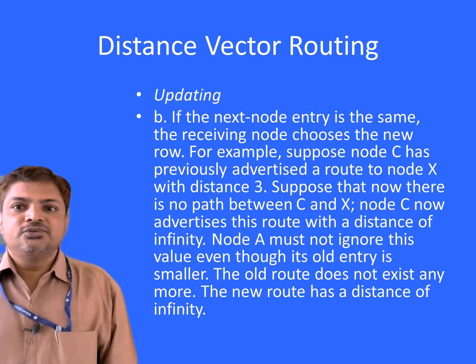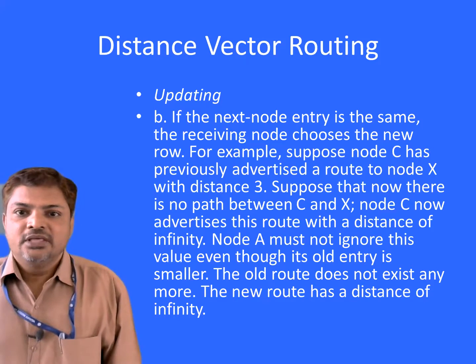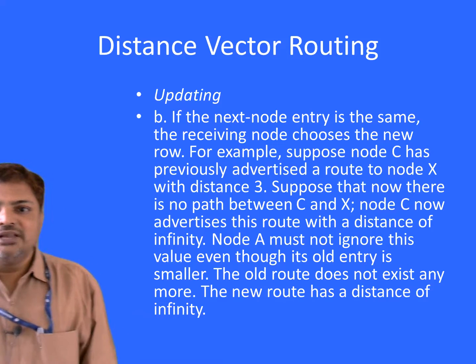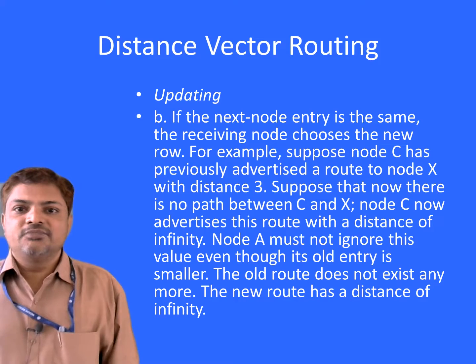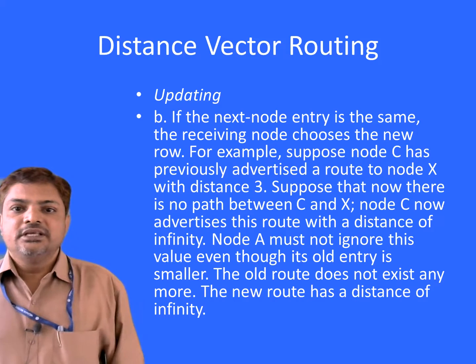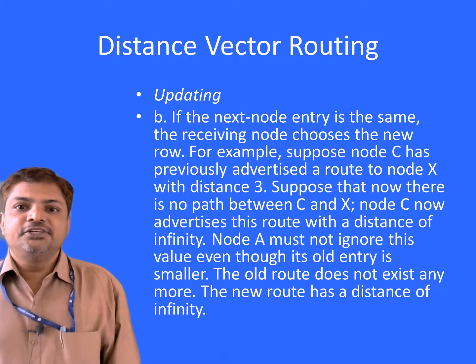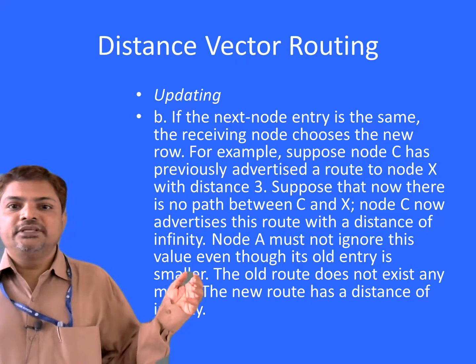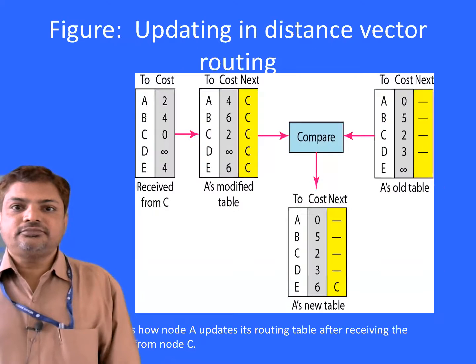For example, suppose node C has previously advertised a row to node X with distance 3. Suppose that now there is no path between C and X. Now C advertises this node with a distance of infinity. Node A must not ignore this value even though its old entry is smaller. The old path does not exist anymore. The new one has a distance of infinity, so it needs to update the row with a distance of infinity.